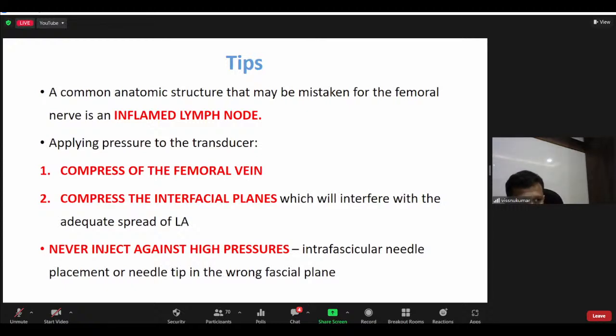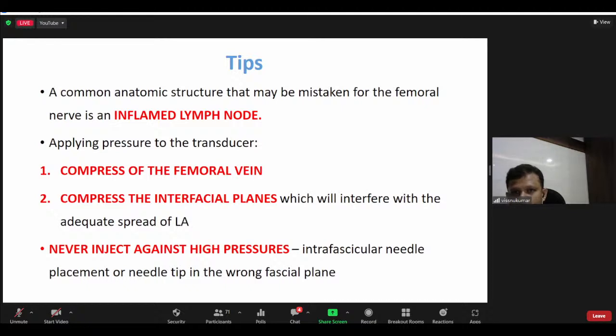When you're using a pressure manometer, the pressure should always be less than 15 psi. Everyone will not have an opportunity to get pressure manometry, so you can just feel it. If you're having some very high resistance in whatever block you give, the block is not going to be successful at all, because in this case, mostly this is an intrafascicular block.